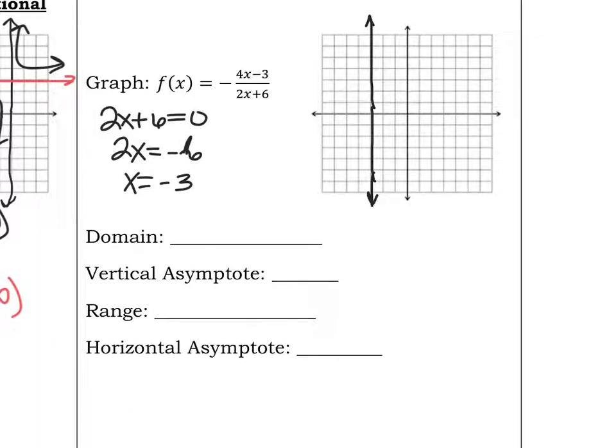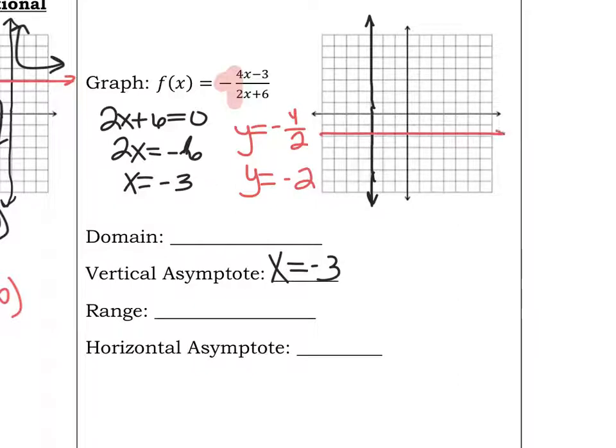Now to find my horizontal asymptote, I'm going to divide my coefficients. This negative sign here, I'm going to include as part of it. So it's negative 4 divided by 2. So y equals negative 4 over 2, so y equals negative 2.